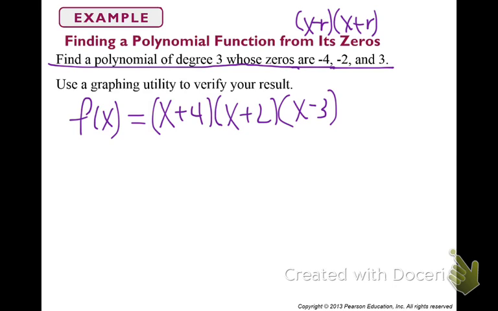How are we going to find that polynomial? What do we need to do now? Distribute. Could we take these first 2 right here and use FOIL? Yeah, let's do that first. So if we did that, we would have what? X squared. Take your outer and your inner. That would be 6x plus 8.